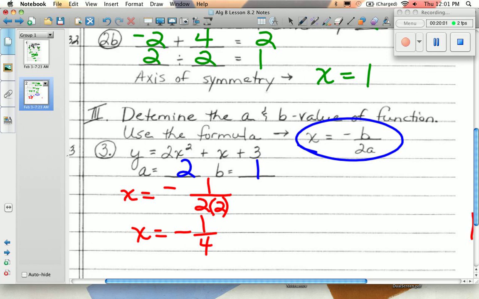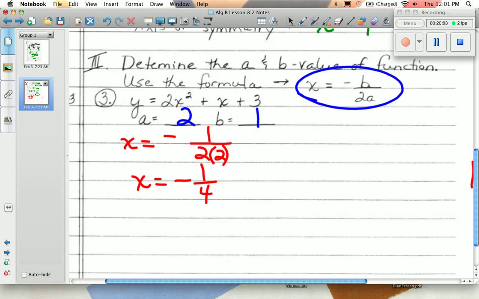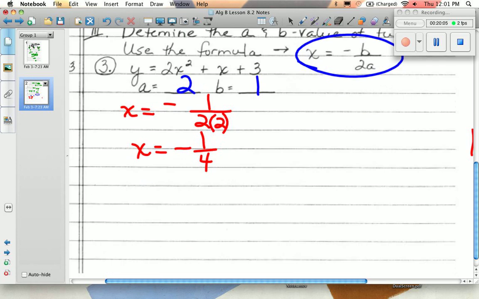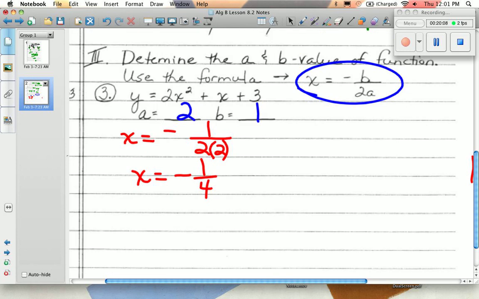Now, if they had shown us the graph, would that have been an easy value to pick out? No, that wouldn't have been an easy value to pick out from a vertex, would it? So sometimes, especially when the x value of the vertex is not an integer, it's a fraction or a decimal, then this formula gives us the exact accurate answer.